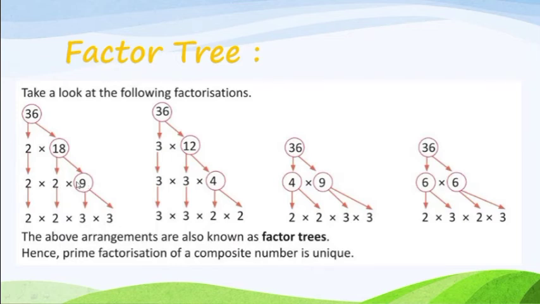Got it? Then again, 2 is a prime number, so leave it. 9 is a composite number. Always circle the composite number, and always try to break or decompose the composite number. A prime number, copy as it is. Now in the table of 2, 9 doesn't come, but in the table of 3 it comes. So 3 into 3 is 9. Now we have obtained the prime factorization of 36 as 2 into 2 into 3 into 3.